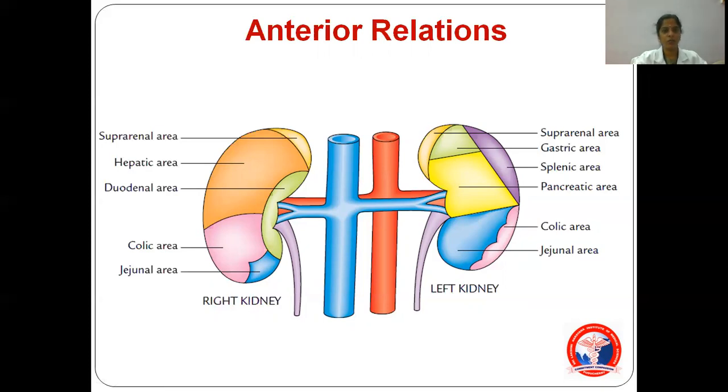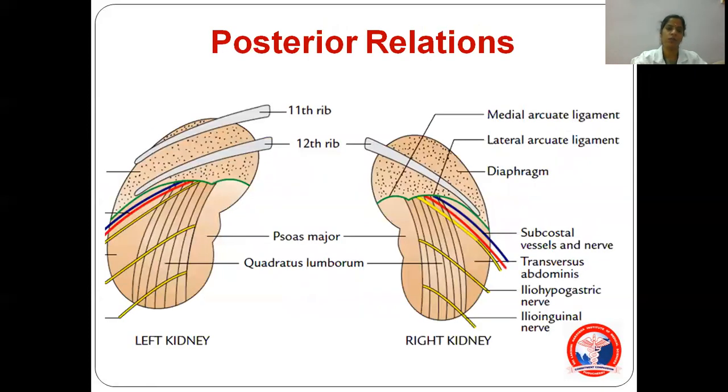Okay, now you understand, no? For the right kidney and left kidney, what are the anterior relations? So is it clear, no? Now we'll move on to the posterior relations. Okay, so posteriorly you already know we have the muscles, nerves, and vessels. That we'll see now.